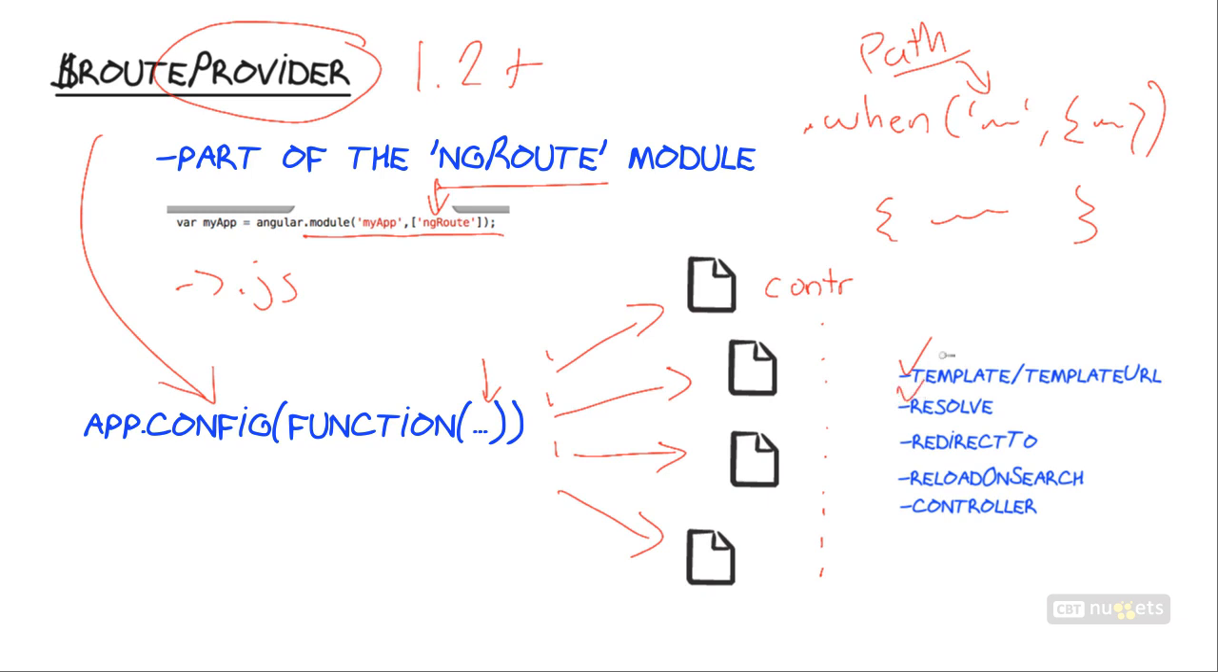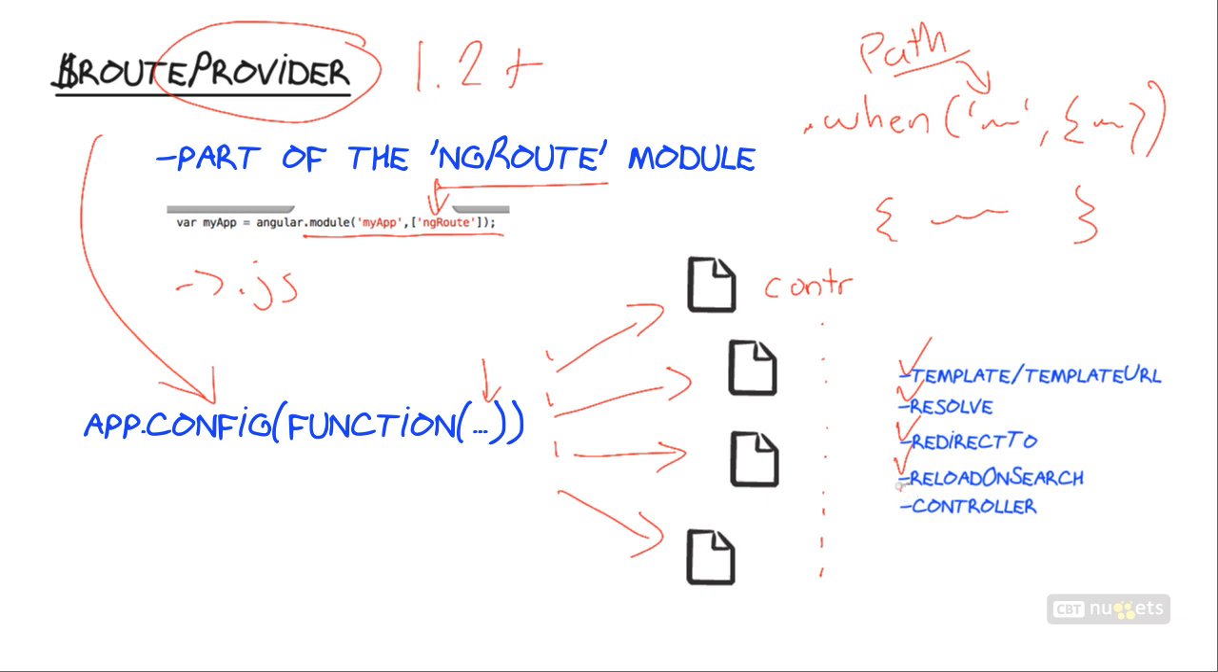The resolve function we won't talk about in this video, but that allows us to set up an asynchronous callback and inject the results into our controller. So we'll talk about that when we look at promises. Redirect to allows us to not show a view, but actually redirect to a different route. Reload on search allows us to handle the location service .search method.